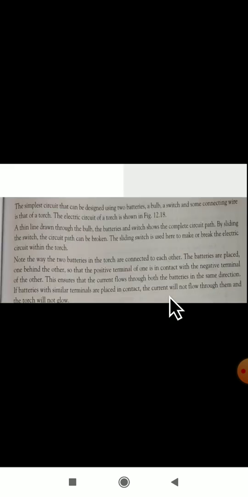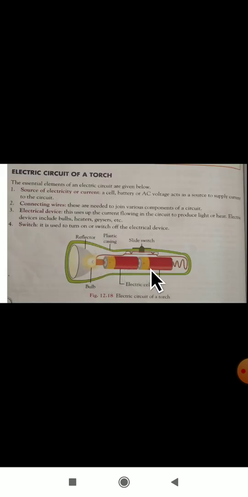Next we will move to the next concept, how the electric circuit of a torch works. A simplest circuit can be designed using two batteries. In this electric circuit of a torch, how many batteries are we using? We are using two batteries, one single bulb, one single switch, and some connecting wires. That is the torch. The electric circuit of a torch is given here. It has two cells, one slide button, and one bulb.